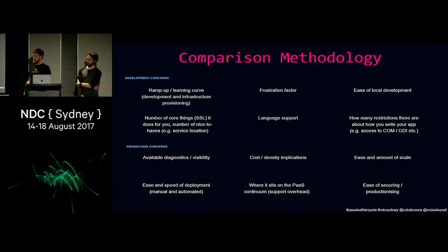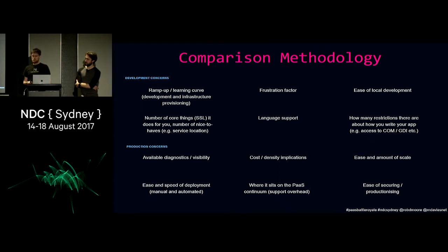What's the cost and density of the PaaS platform? Can I put hundreds of applications in one node, or do I have to have 100 nodes? What's the amount of scale that you can achieve? Is it just tens of nodes? Is it hundreds, thousands? How easy is it to scale? Is it a slider, or do I have to do some complex PowerShell or whatever else it might be?